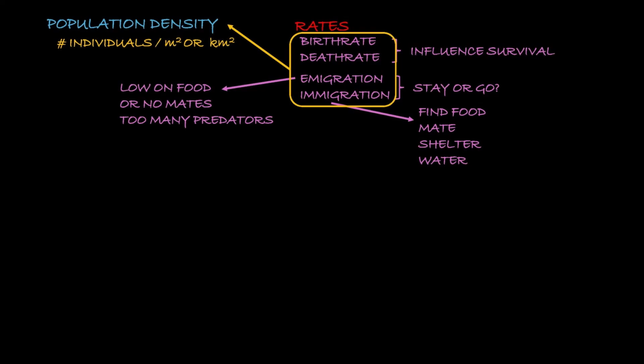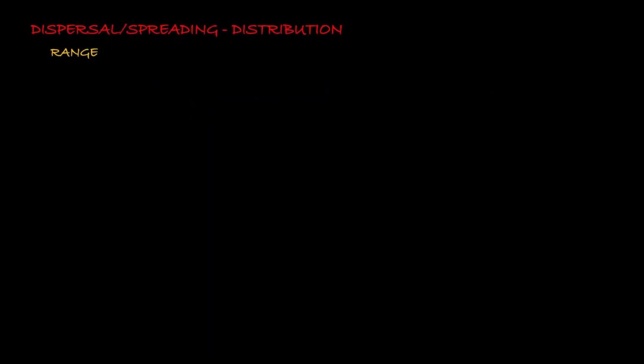Now, I don't want to confuse dispersal with migration. So let's talk about dispersal or spreading, which is different from distribution. Distribution was whether they were clumped or not, and how they were spread out in a location in a certain population with a certain population density. For dispersal, sometimes we could use the word range.